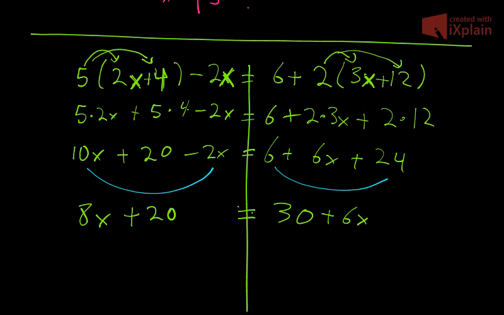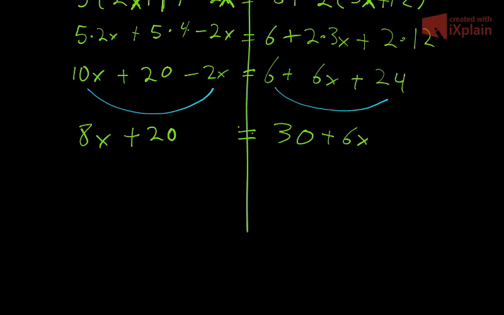So now that that's all simplified, I need to get rid of one of my x's. To get rid of one of my x's, I need to subtract it. I can either subtract the 8x or the 6x. I like to subtract the smaller number, otherwise you end up in the negatives. If you want to subtract the bigger number, you'll still get a right answer. You'll just have to work with negatives.